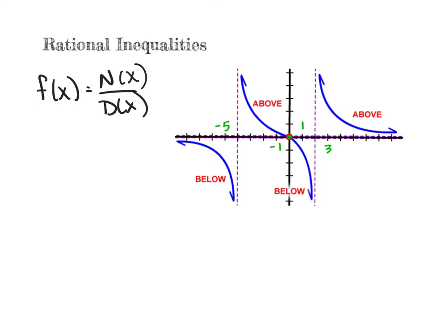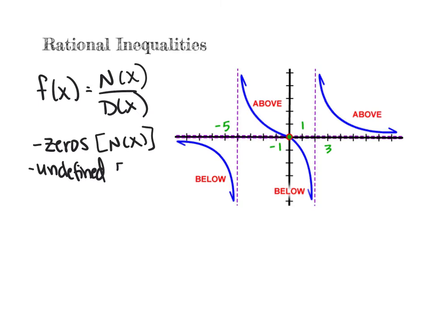For this, we're actually interested in three things. We're interested in the zeros, which come from the numerator, n of x. We're interested in the undefined values, which come from the denominator, d of x. And we're also interested in our holes, which we may or may not get, but remember we get holes from dividing the numerator by the denominator, looking at any canceled terms.